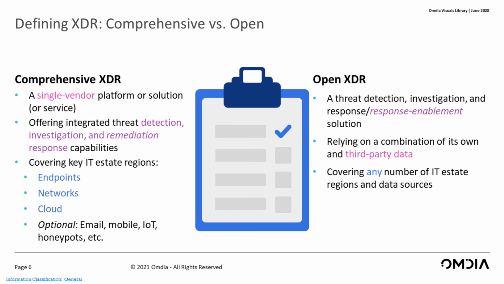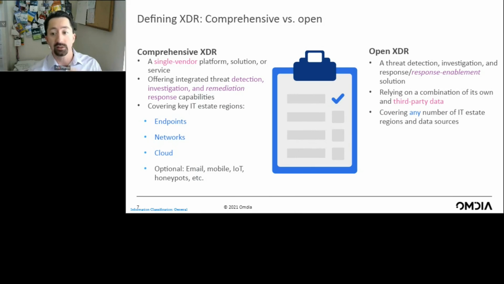And Open XDR can cover any number of IT estate regions and gather data from any number of sources. Last point here on open is that a solution can be both open and comprehensive. If an XDR offering has closed-loop capabilities with its own endpoint and network components and integrates with third-party solutions, that's potentially the best of both worlds.